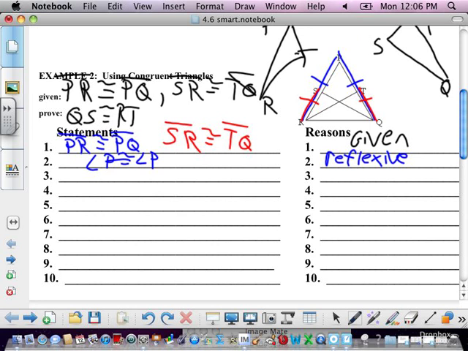Now, the tough part is these triangles look a little bit different. We've got one side, but then we don't really have the part of the other side. So we're going to use some segment addition to figure this out. I know that PS plus RS equals PR. And I know that PT plus TQ equals PQ. And we call that segment addition.